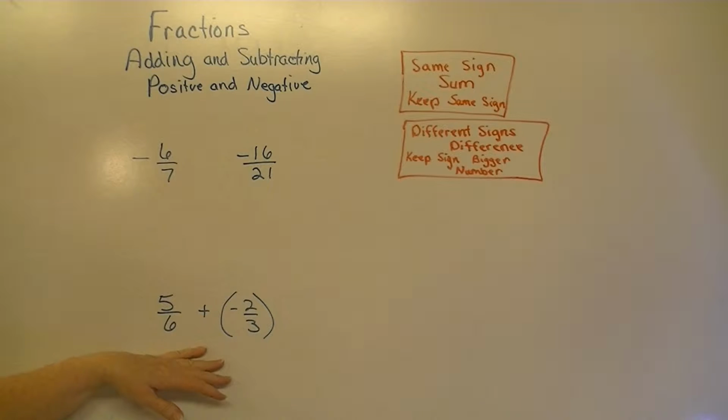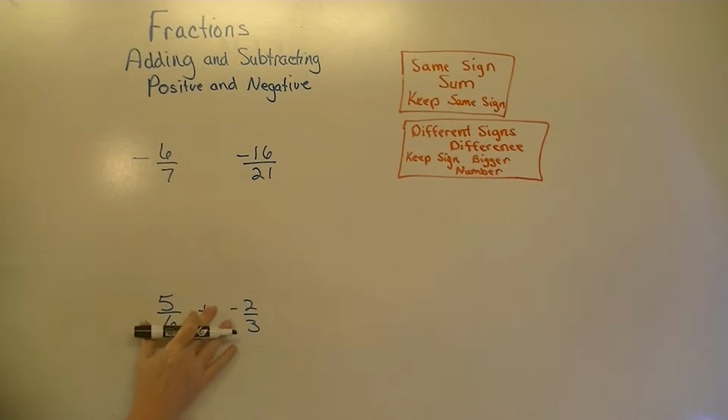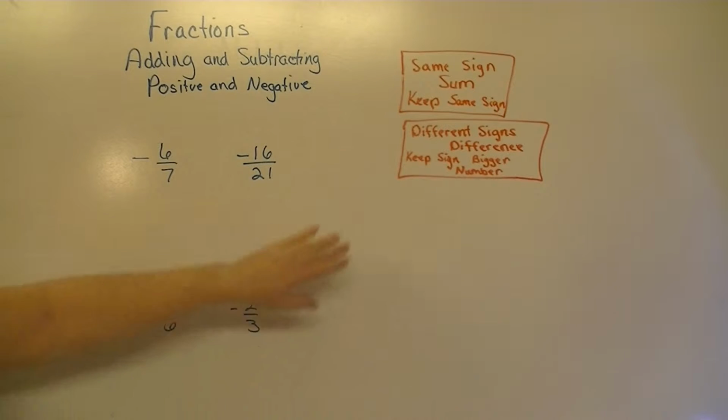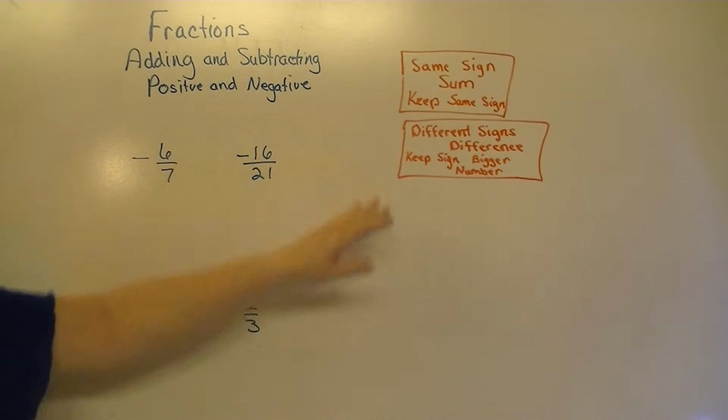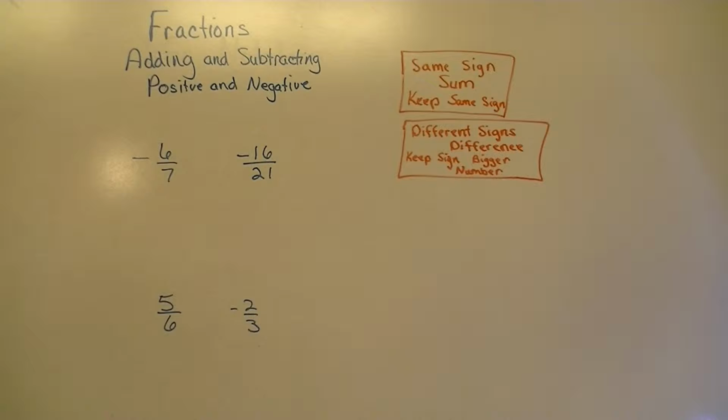Well, let's look at this one. 5/6 is positive, and here's a plus sign, but this fraction is really negative. So I like to think about it like this, and take the parentheses away and the plus sign. So we have a positive and a negative. These are different signs, so that puts us with the different signs rule. If they're different, you find the difference, which is subtract, and keep the sign of the bigger number. Let's go ahead and take a look at this one first.